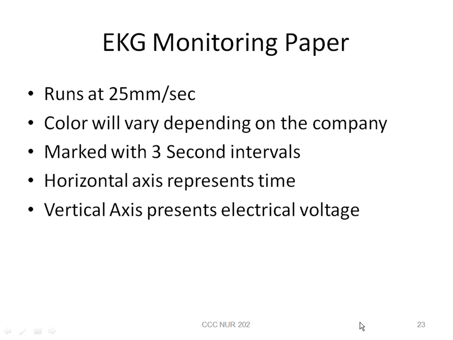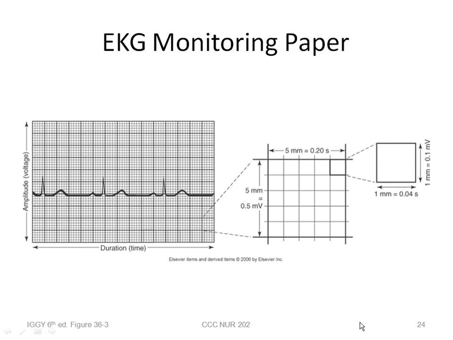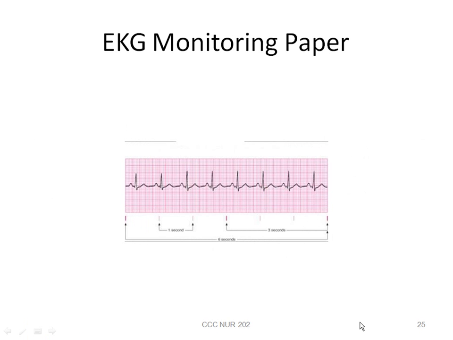And EKG paper will depend. The color is going to depend on the monitoring system you use. Don't worry about the color. Most of them are marked with 3-second intervals. You should have areas that are marked on the paper, and typically you'll have a mark like this and this. It could be on the bottom. It could be at the top. But they're marked in 3-second intervals, okay? And then typically what we're going to be looking at is a 6-second strip. A 6-second strip. The reason we use 6 seconds, why do you think we use 6 seconds?